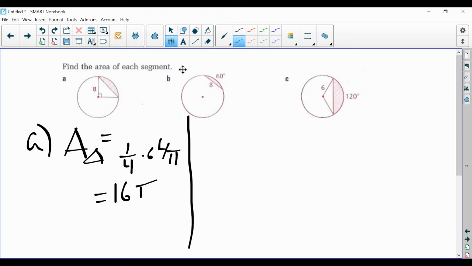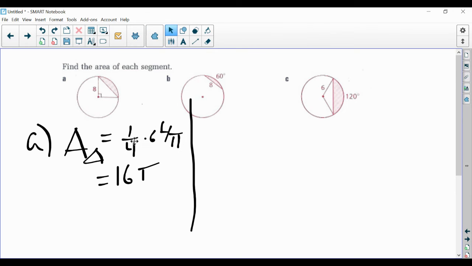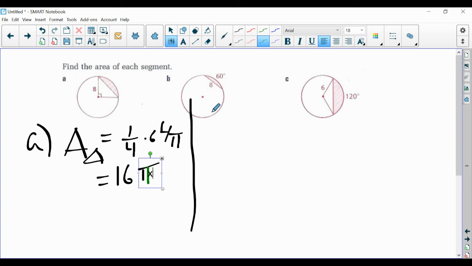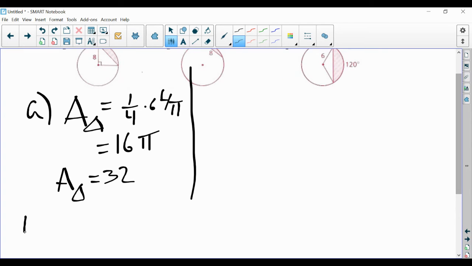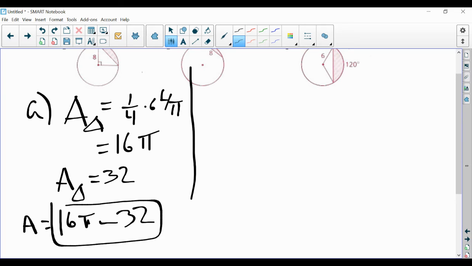Okay, so that's the area of the sector. So now for the area of the triangle. Well, it's a right triangle, and the two legs are both 8, so it's half of 8 times 8, which is 32. So that means that the area of my segment is going to be the sector, 16 pi, minus the triangle, which is 32. And that's it. That's my final answer there.